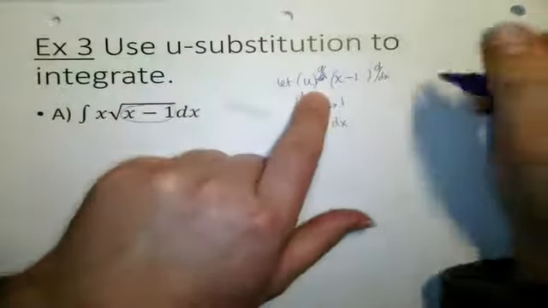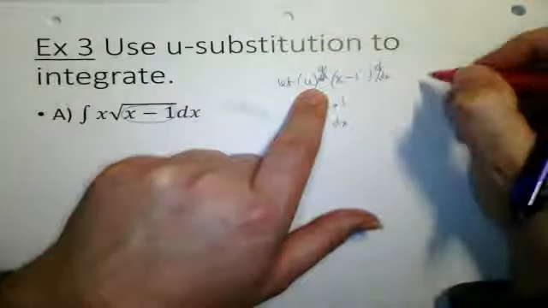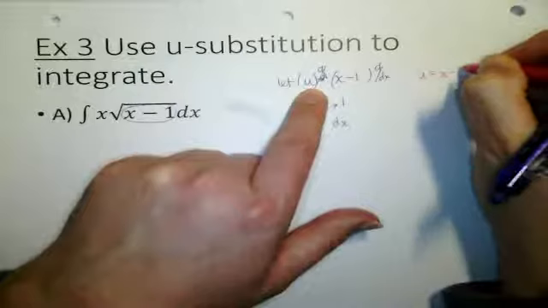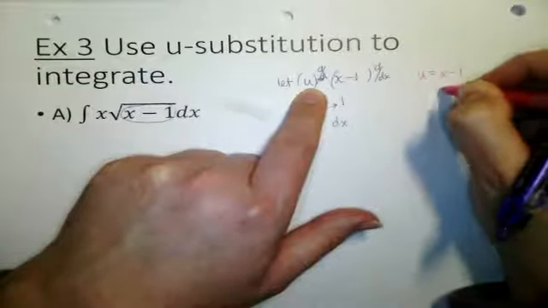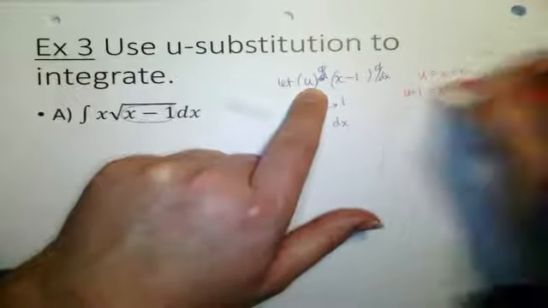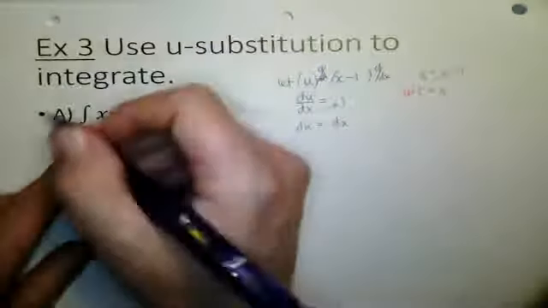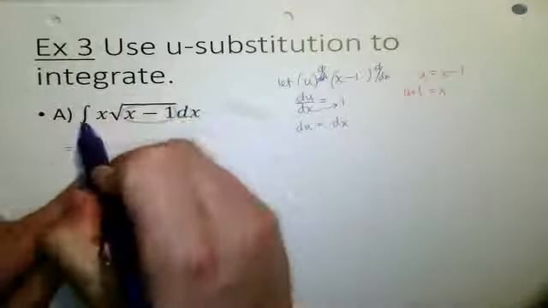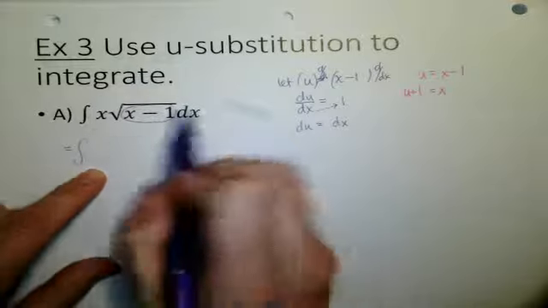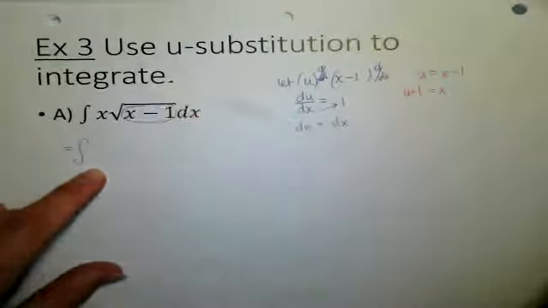You should also know that if u equals x minus 1, I can solve for x. So x would equal u plus 1. And that's going to be really useful for us. So let's see what we've got here. I can now change this integral to be in terms of u.